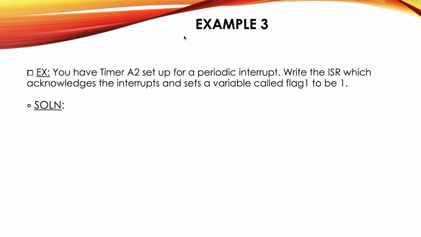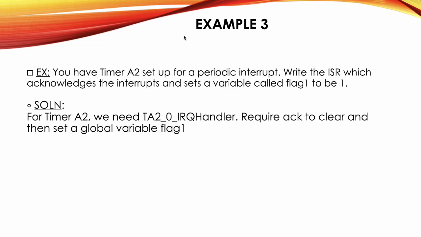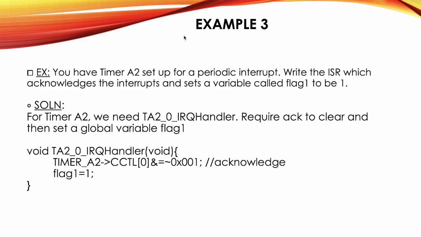All right, example 3. You have timer A2 set up for a periodic interrupt. Write the ISR, which acknowledges the interrupts and sets a variable called flag1 to be 1. Our solution here is if we want to work with timer A2, we need to write an IRQ handler, an interrupt service routine, that is going to correspond to that. In that interrupt service routine, I need to acknowledge and clear the interrupt itself, and then I'm going to set some global variable which is called flag1. Turns out the solution's pretty easy.